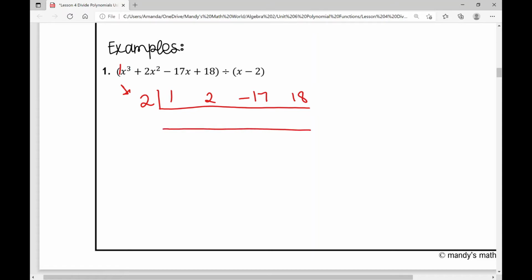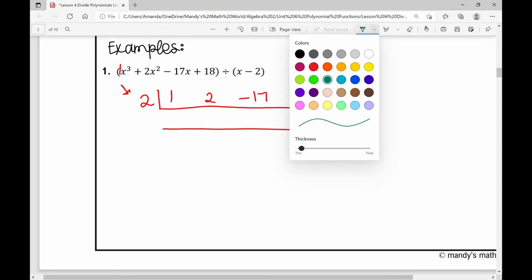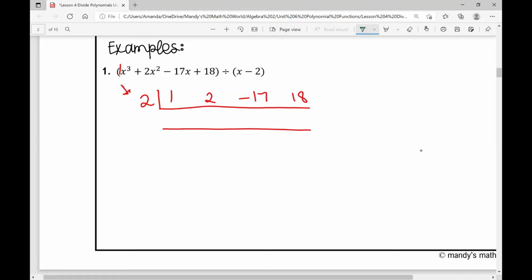And then I'm going to draw this line right here, and I'm going to switch colors. The first thing I'm going to do is bring this 1 down, and then I multiply 1 times 2, and I get 2. And then I add. I get 4. 4 times 2, I get 8. And then I add. Negative 17 plus 8 is negative 9. Negative 9 times 2 is negative 18. And then I add, and I get 0 as my remainder.